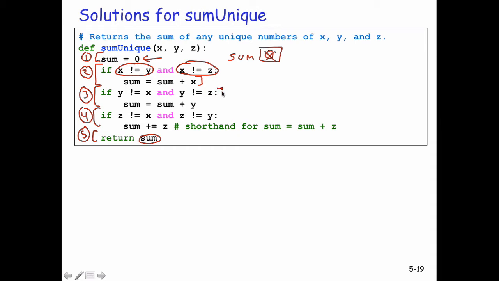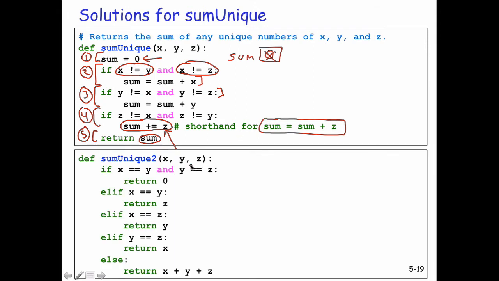If we determine that y is unique, we're going to change whatever the current value of sum is to be sum plus y. And if z is unique, we are going to change the value to contain sum plus z. Notice that here the notation sum plus gets z is shorthand for sum gets sum plus z. So it's just a shorter way to write the same thing. That's one solution strategy. Here's a second solution strategy.